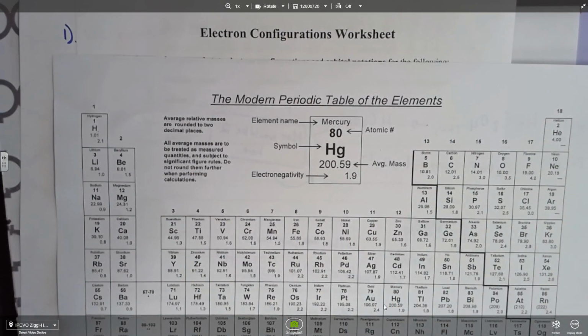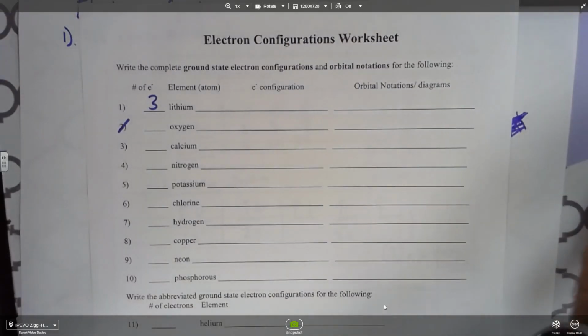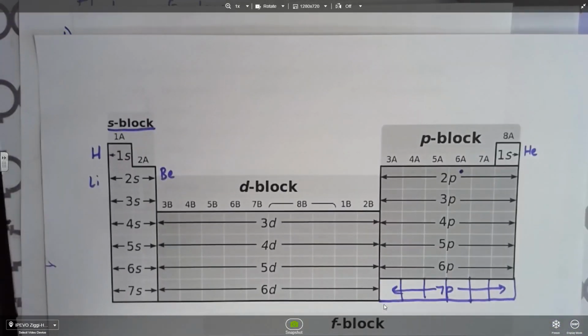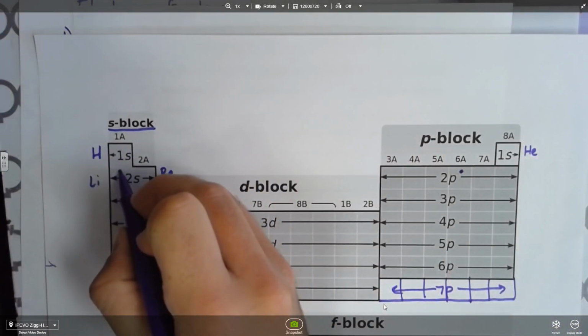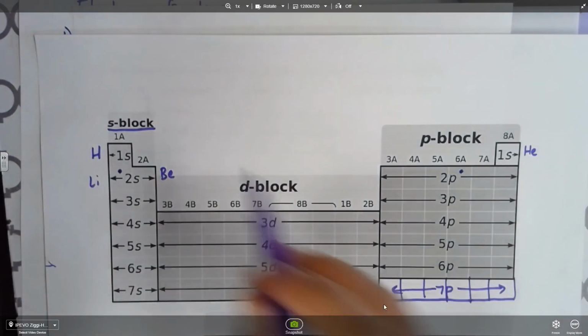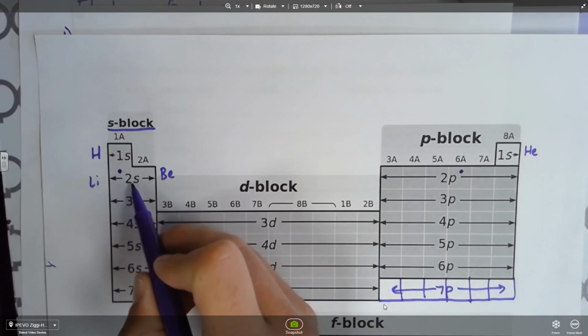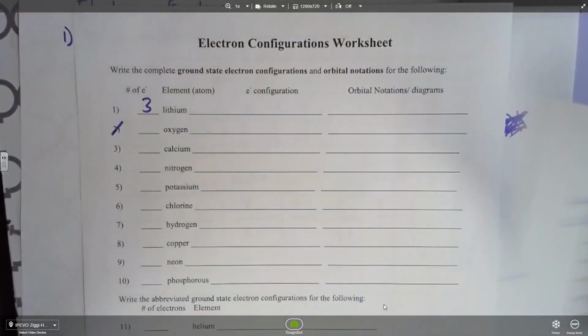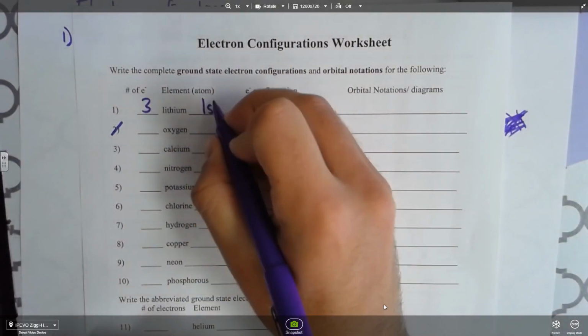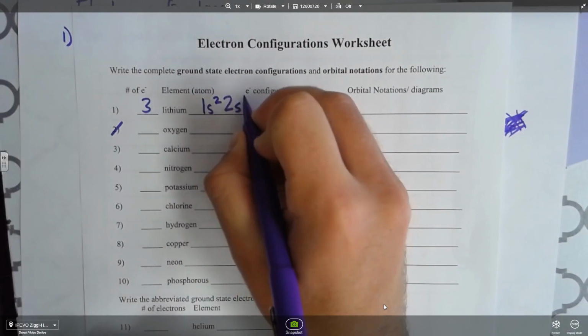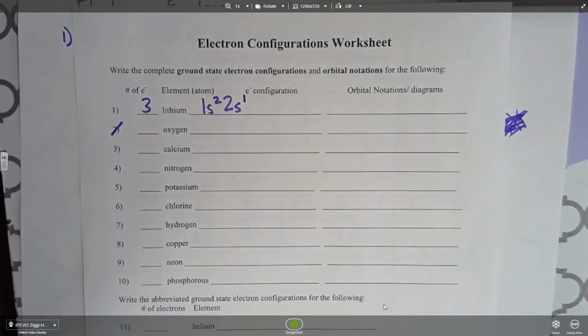So we always start with 1s, and looking at this, lithium is right here. So to get there, we go through 1s2, and that's the first element in 2s. So it's 1s2 2s1. And if you add those superscripts up, 2 plus 1 equals 3. That is the number of electrons in lithium, okay?